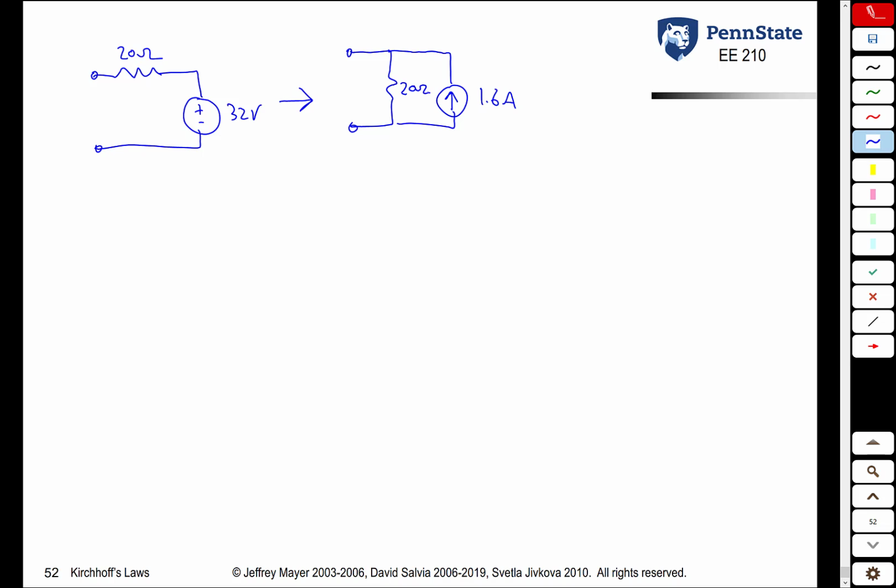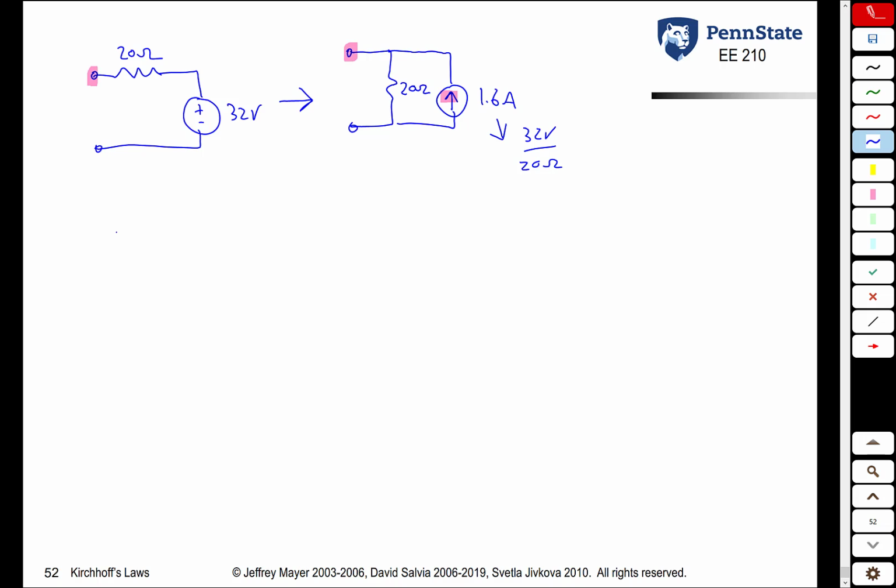And once again, you have to be careful about the current arrow directions and the voltage polarities. This voltage source wants to push current out that terminal, so the current source needs to be oriented to push the current out the same terminal. And where does this 1.6 come from? It's 32 volts divided by 20 ohms.